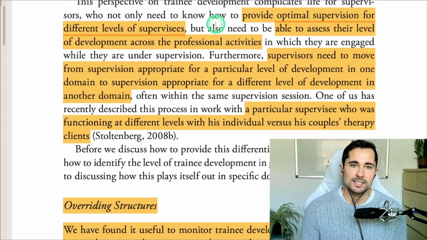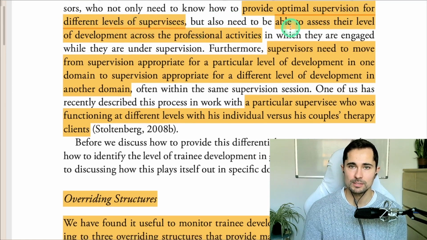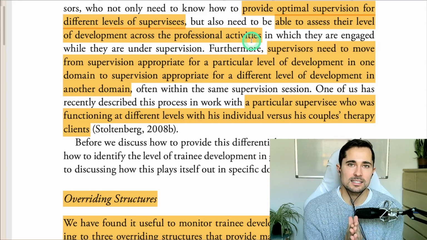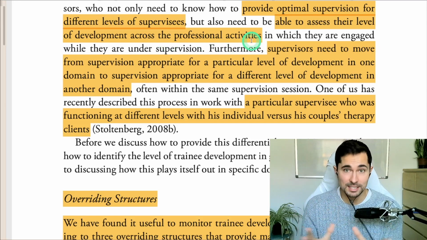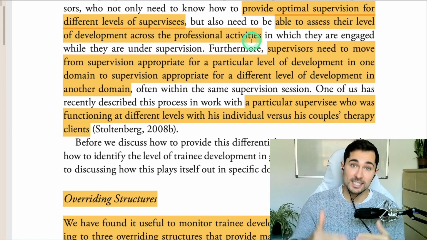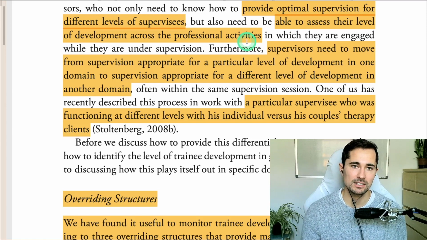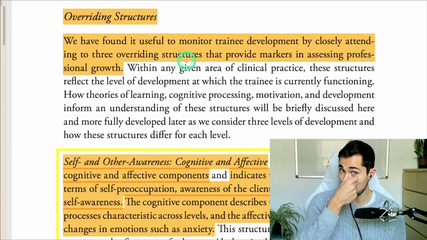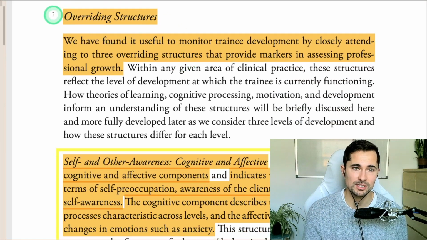Therefore, supervisors need to know not only how to provide optimal supervision for different levels, but also to be able to assess the level of development across professional activities. So in order to offer different supervision depending on the level of the domain we're looking at, the supervisor obviously needs to be able to assess their supervisees', their therapists', levels across their domains. So we've looked at levels, we've briefly touched on domains, which we will dig into more detail. But firstly, let's look at what we mean by structures, overriding structures.